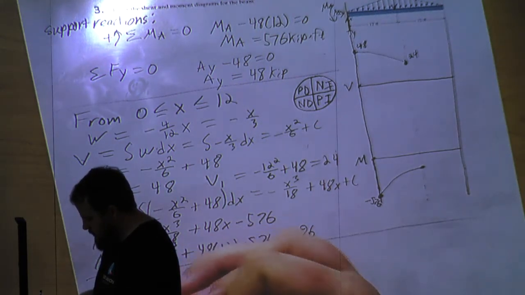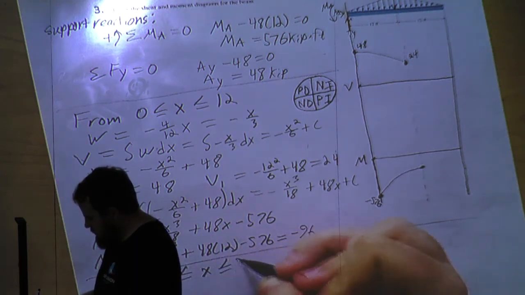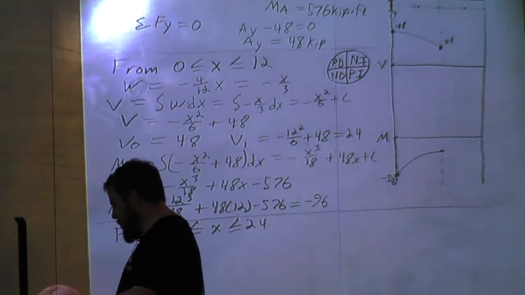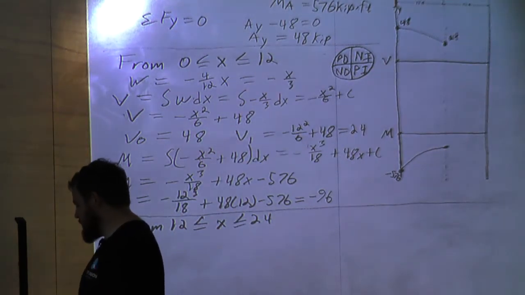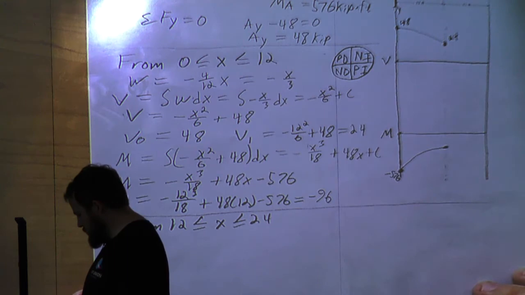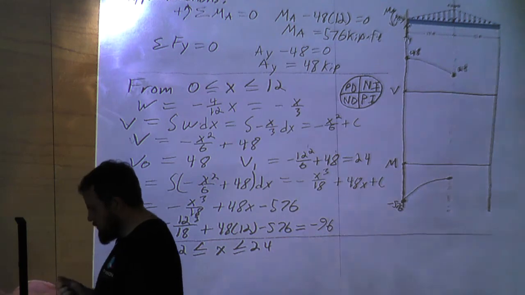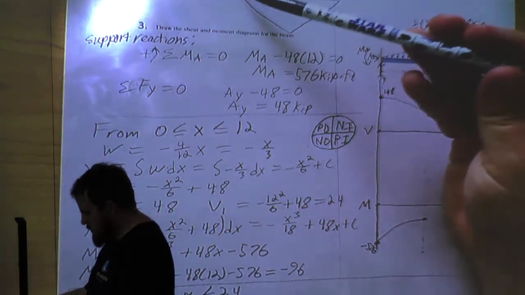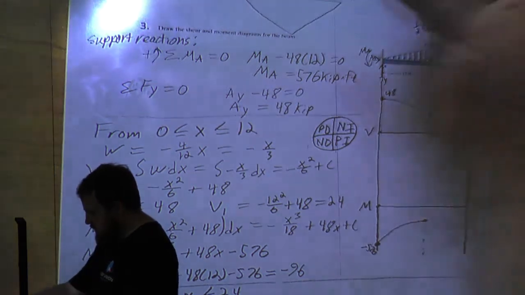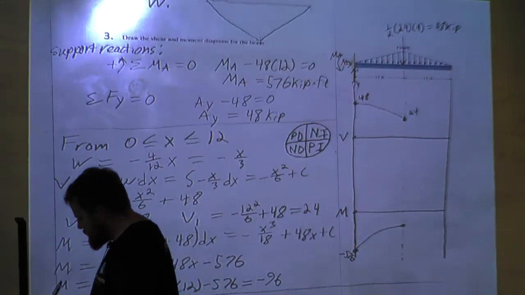Now we'll do 12 is less than or equal to x is less than or equal to 24. This is where it gets a little weird. The hard part here is to find what your load equation should be. Essentially, before our starting point was 0, but now we've got to look at this. We're just looking at this line here of the load, right? So we've got to find what this point is. So that's going to be our load at this point.